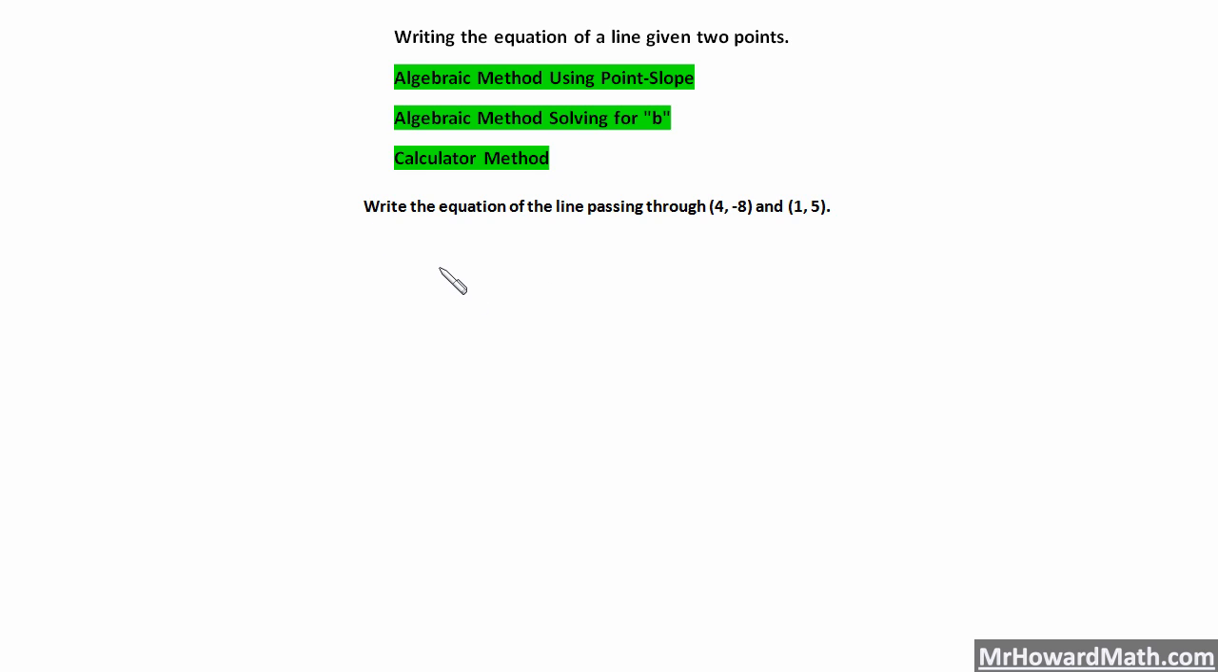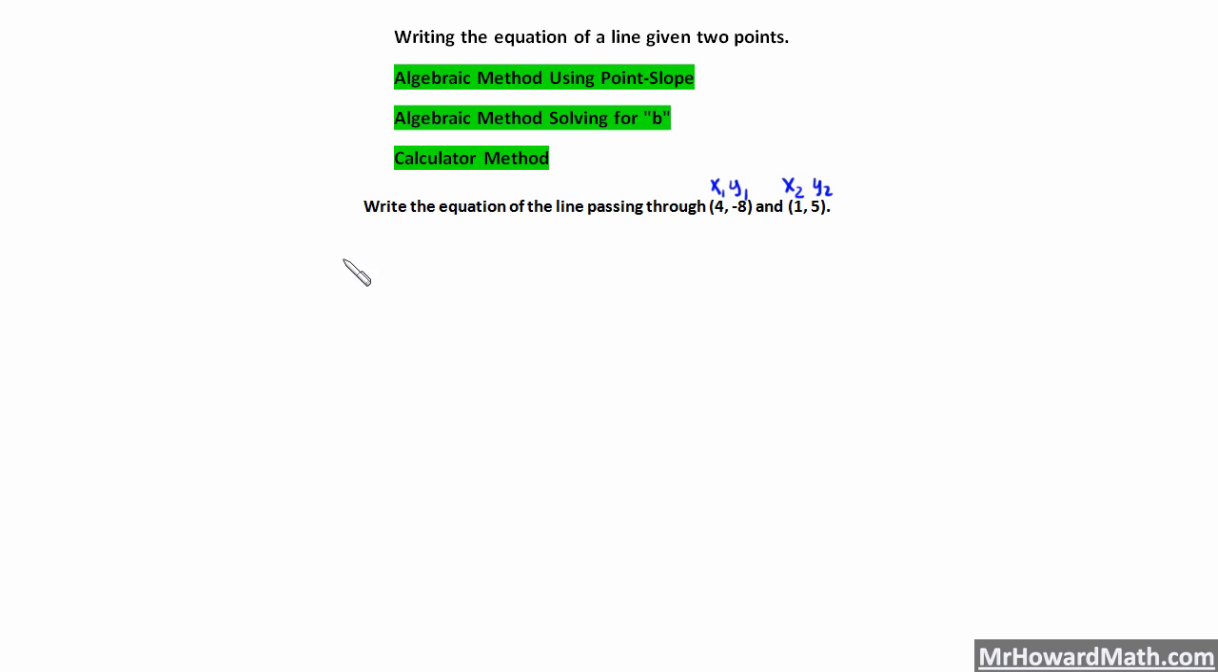Let's look at this first example. Write the equation of the line passing through (4, -8) and (1, 5). Alright, so the algebraic method, the first thing we have to do is find the slope. And let's label our coordinates that we're given here. We're given x1 here, y1 here, x2 here, and y2 here.